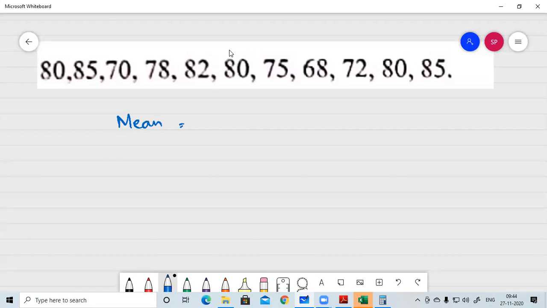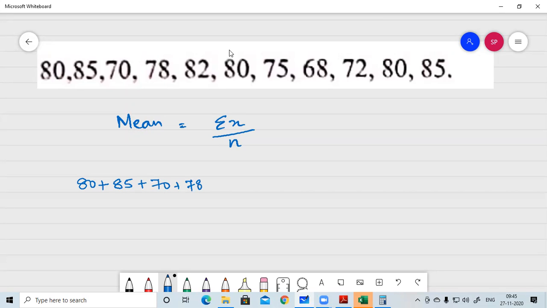So mean is equal to, now I'm writing just the formula, sigma x upon n, which is the sum of all observations upon the number of observations. So sigma x upon n is the way we write it. So 80 plus 85 plus 70 plus 78.